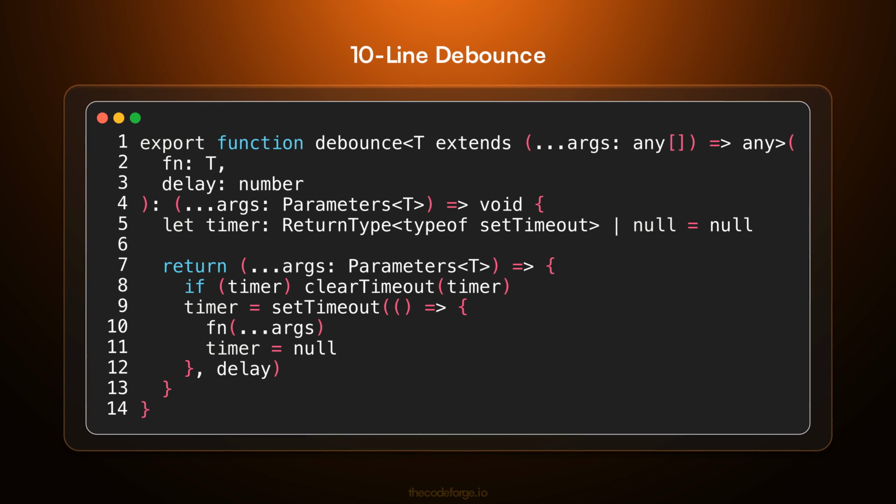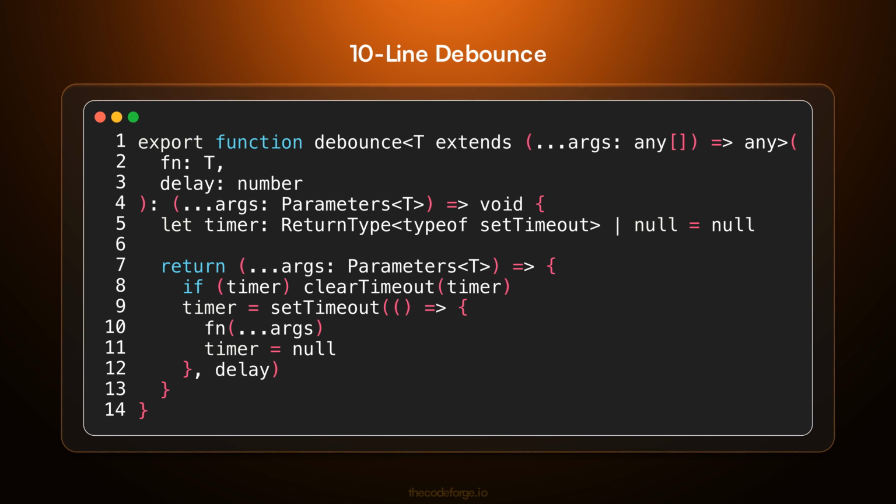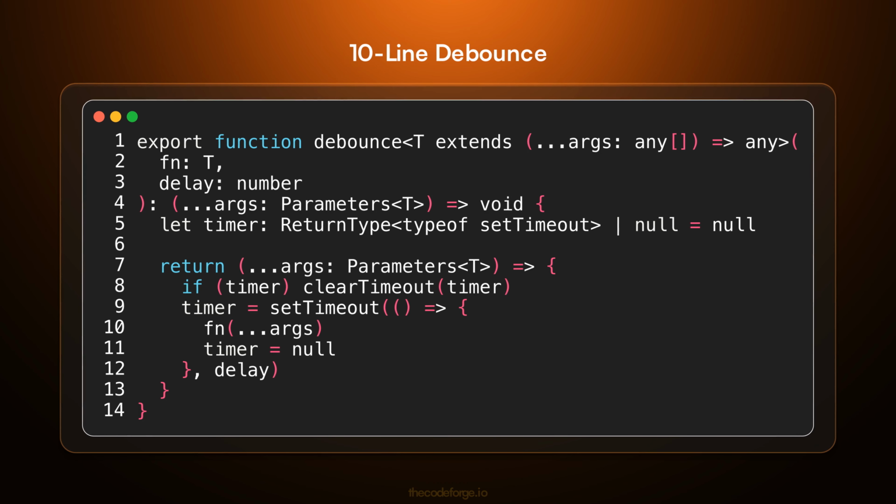This is a 10-line debounce function with 0 dependencies. It has the same API as lodash debounce, but adds no bundle size. The 10-line rule: if you can write it in 10 lines, don't install a library.